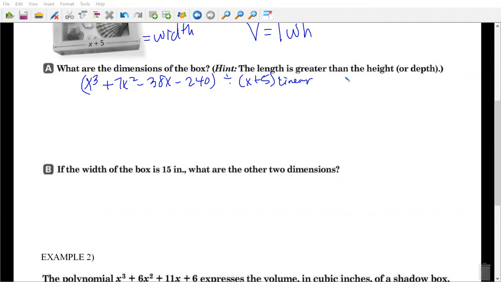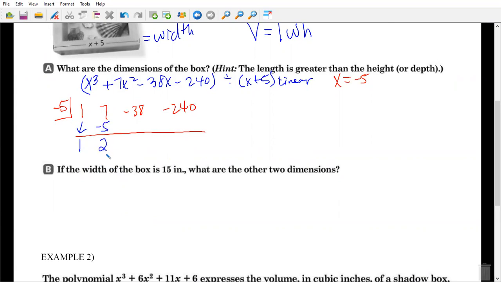X plus 5 means that my x equals -5. So in my house goes -5. My coefficients are 1, 7, -38, and -240. And then I begin. Bring down my 1. -5 times 1 is -5. 7 minus 5 is 2. -5 times 2 is -10. -38 plus -10 is -48. -5 times -48 is positive 240. And that gives me 0.